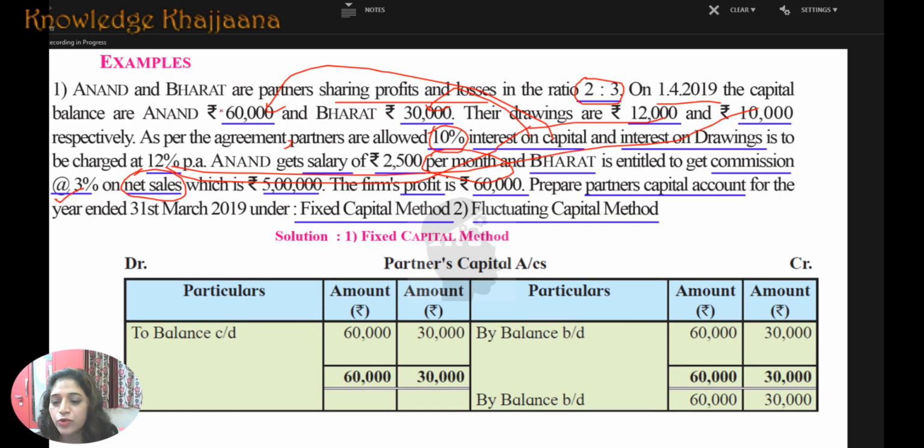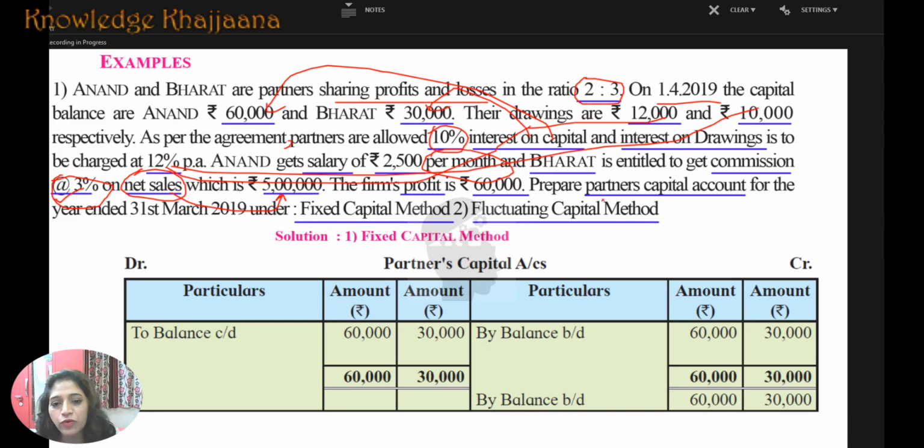Anand would not be doing such activities; Bharat must be doing them. That's why he is entitled to the commission on net sales, because he must be directly related with sales activities like marketing, promotion, advertising, and the customers are increasing because of his extra work. The net sales were rupees 5 lakhs, so the commission will be given 3% to him.